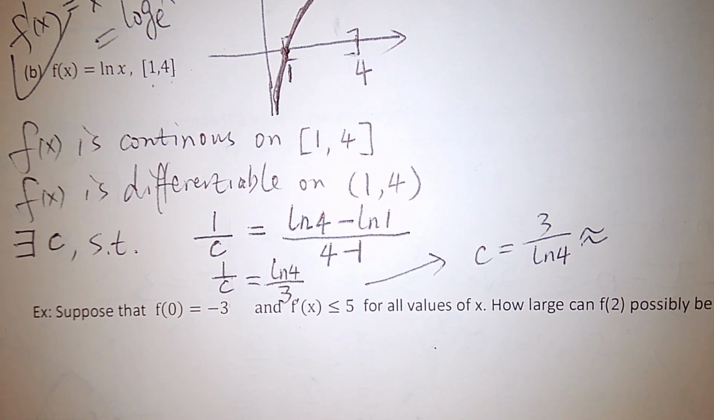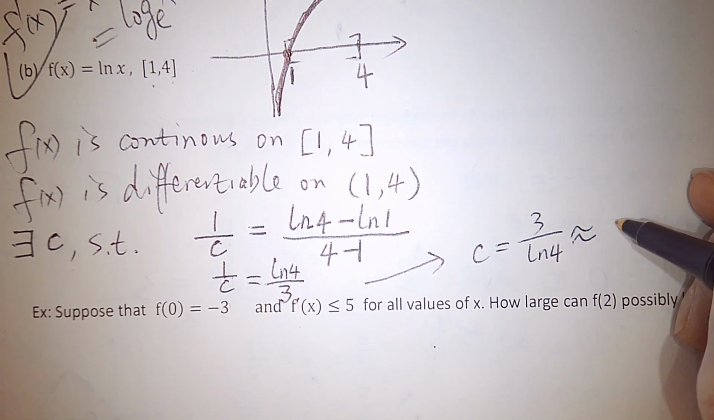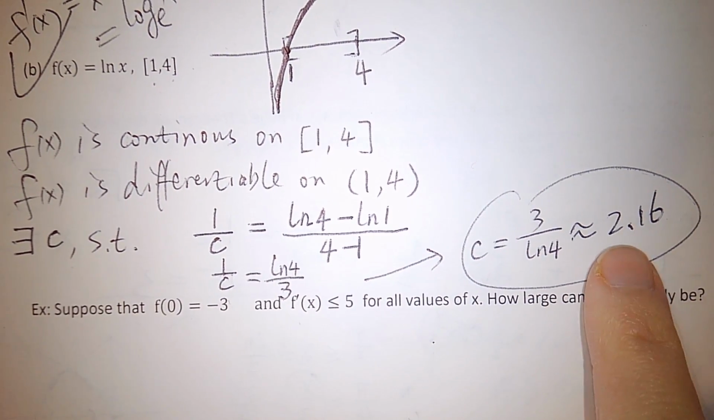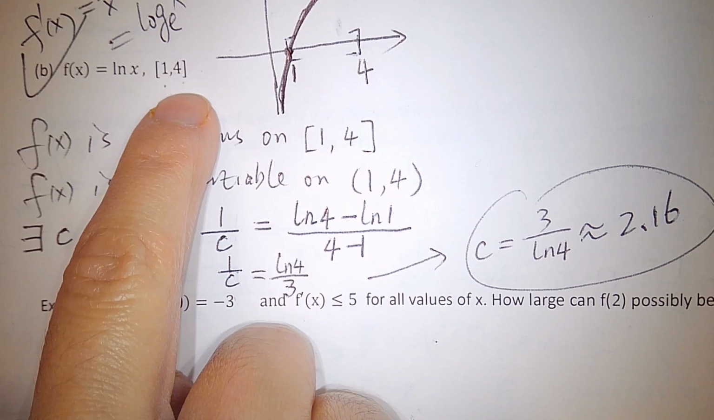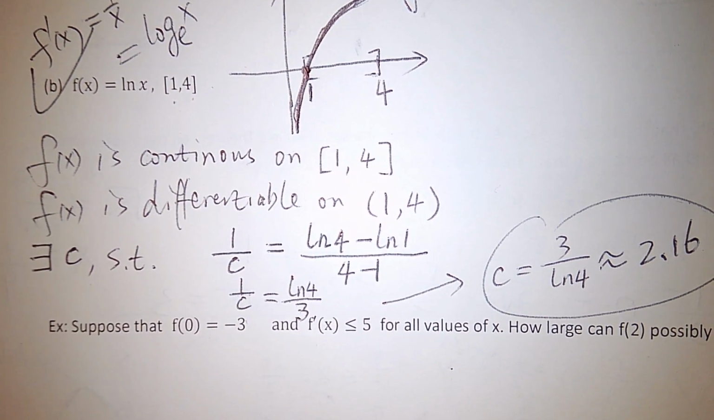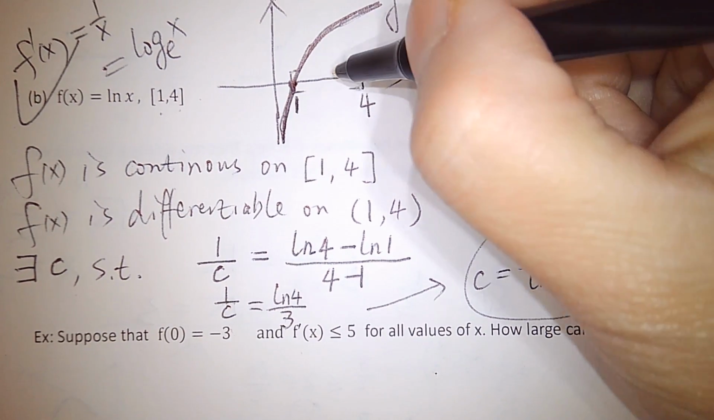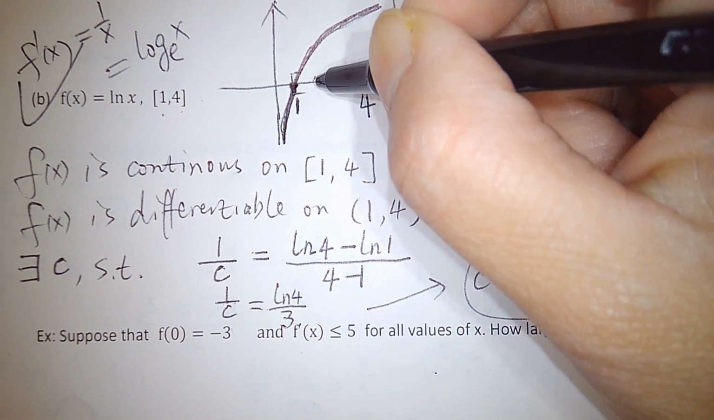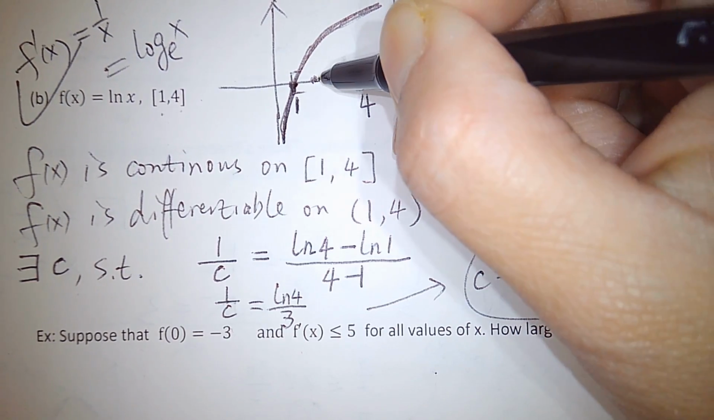Let's check. 3 over ln 4, what do you get? 2.16. Round it, okay? Is 2.16 indeed between 1 and 4? Yes or no? Yes. Okay. So that means 2.16, say 1, 2, 3, and 4, is somewhere in here.